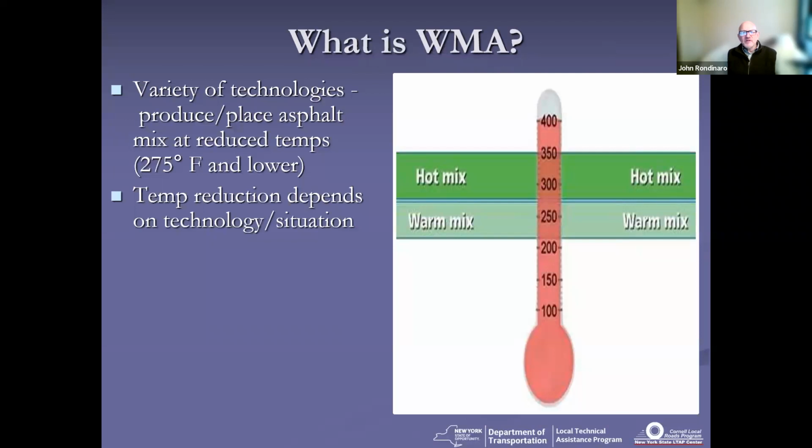So what is warm mix? I think everybody in the audience today knows what it is. It's a variety of technologies that we're using to produce or place asphalt mix at a reduced temperature. And we're typically talking 275 or lower. And just as a reference, our hot mix is being produced anywhere from 325 to 350. And just a key point to remember, your temperature reduction really is going to depend on the technology and the situation.